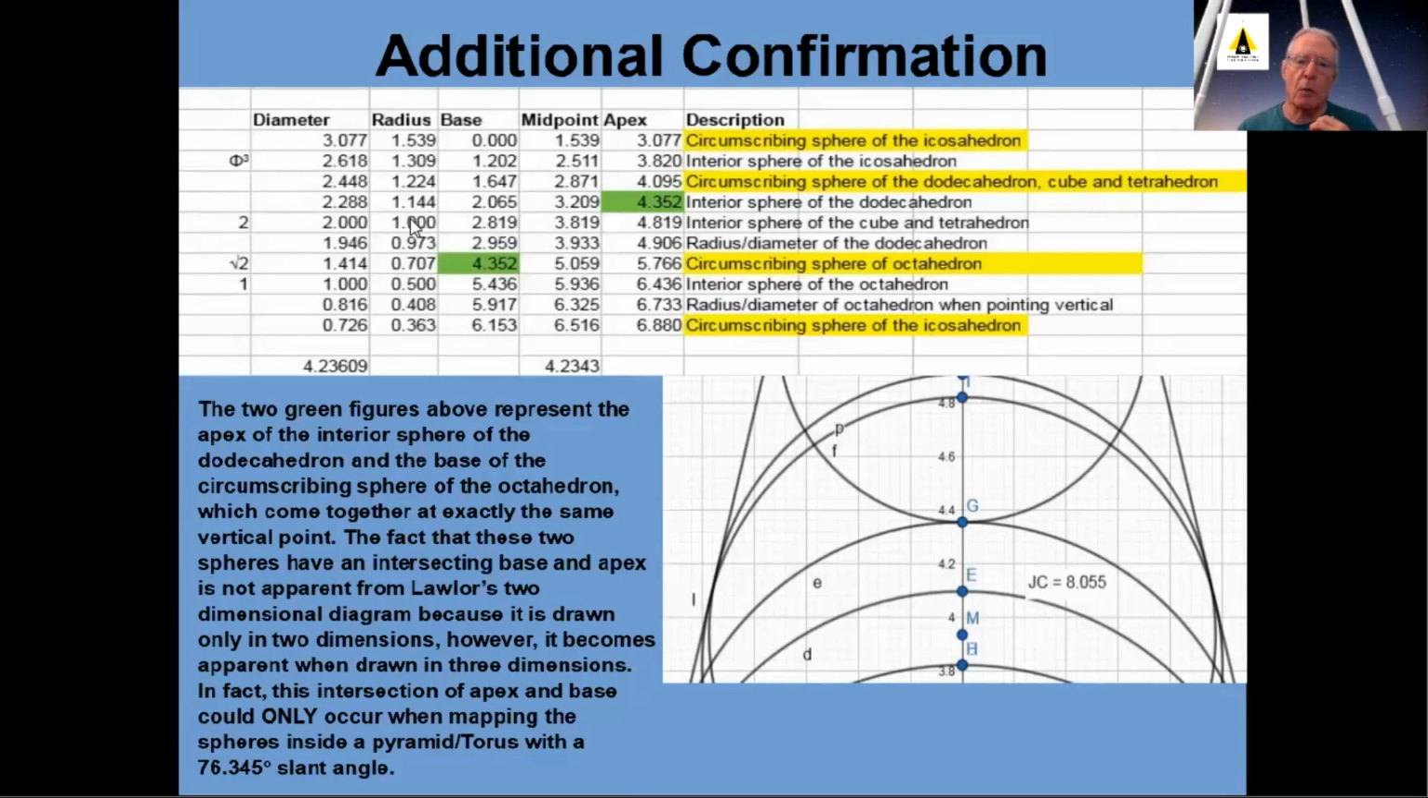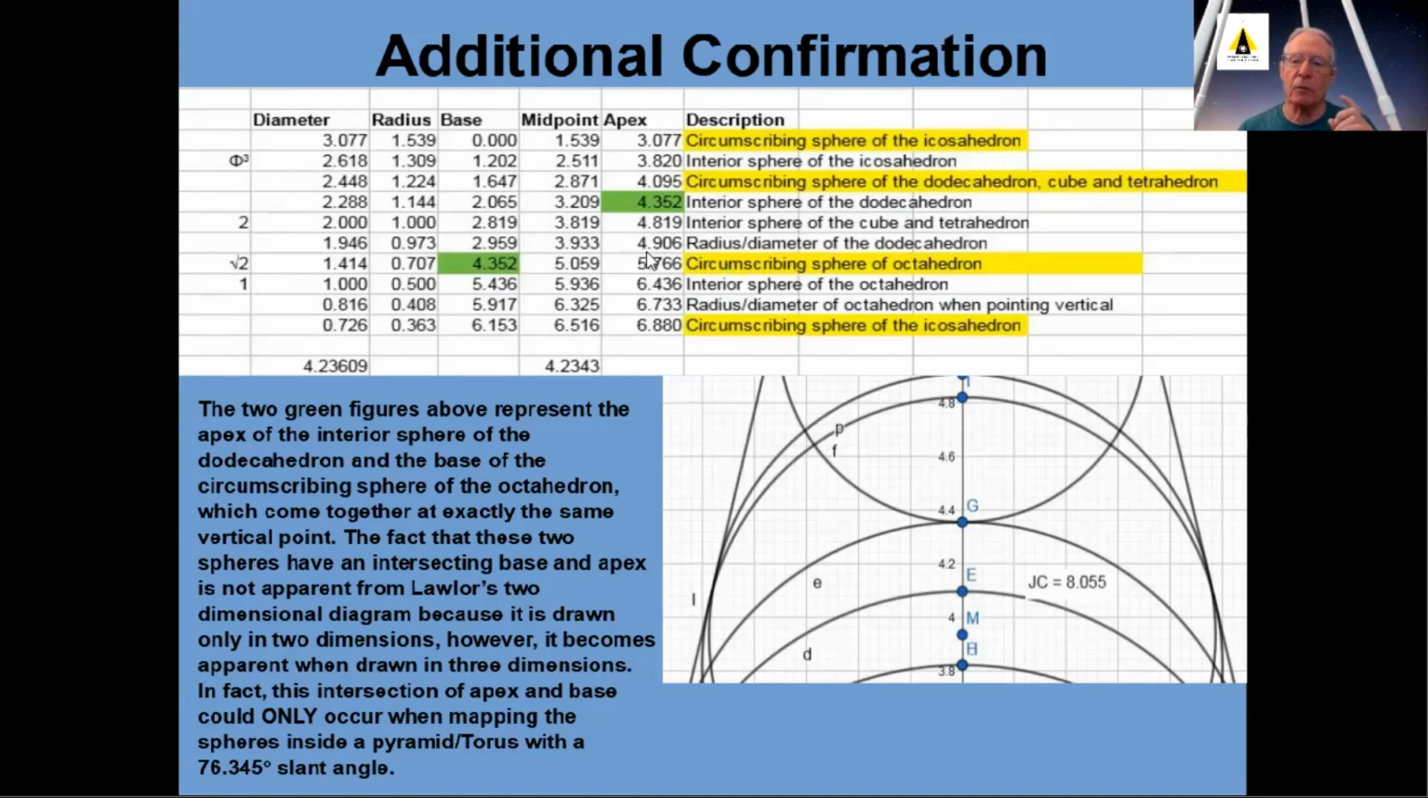But I'm going to show you one other additional point of confirmation, which is a clincher for me. When you go back and look at that diagram in 3 dimensions that I just put together, you're going to find that there are 2 intersections that are perfectly matched. And that is the apex of the interior sphere of the dodecahedron. You don't really need to understand all this right yet, but just know that the chances of this happening are virtually non-existent, or nil, of it being an accident. But that apex matches the base of the circumscribing sphere of the octahedron.